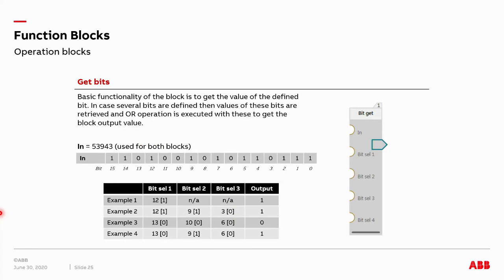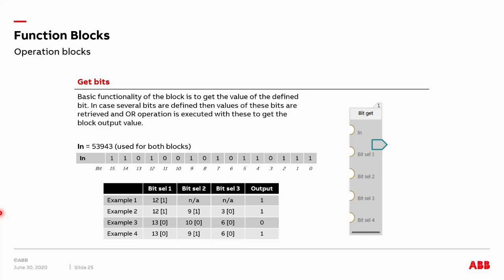Now I get into some of the get bits functions. So this is an operation block. So first and foremost, get bits. What you have the ability to do is input a float up at the top, and then you get to specify which bit you want to grab from that number, and then output that as either true or false on the output.